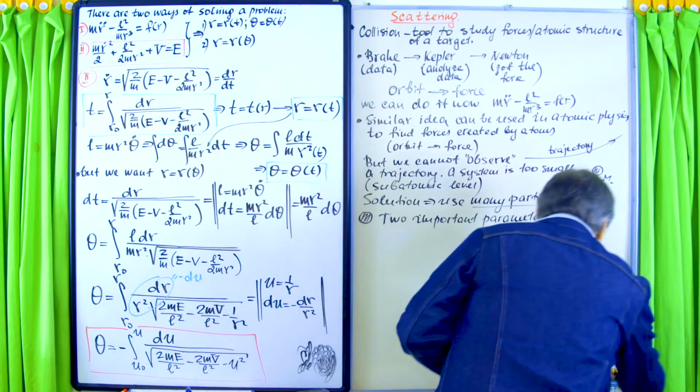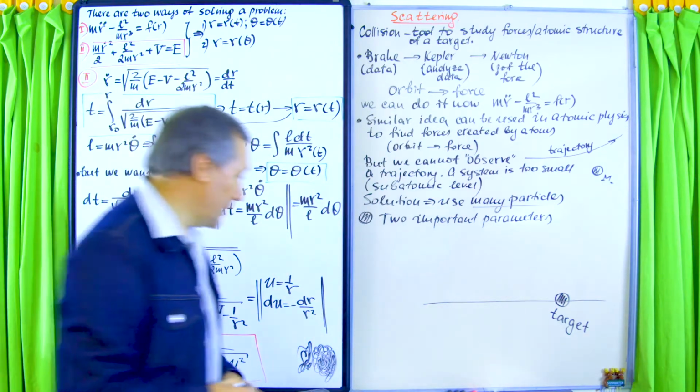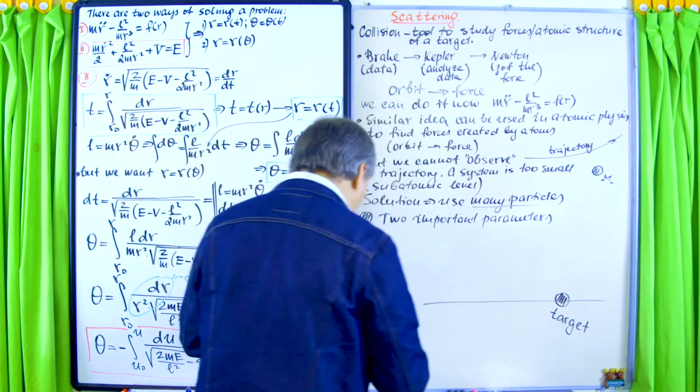So let me draw the line, just going through the target. And let's assume that we shoot a particle.